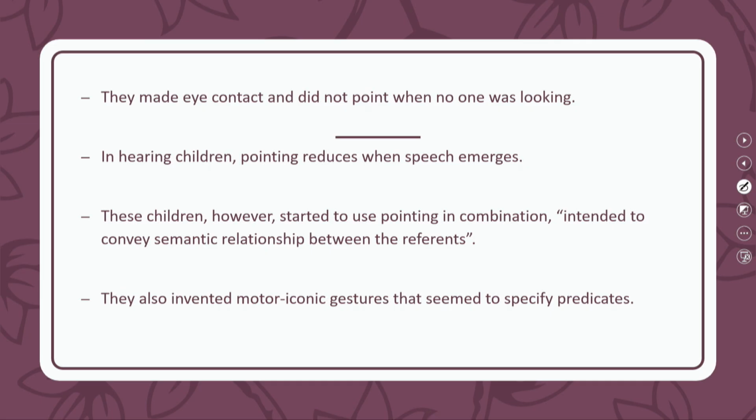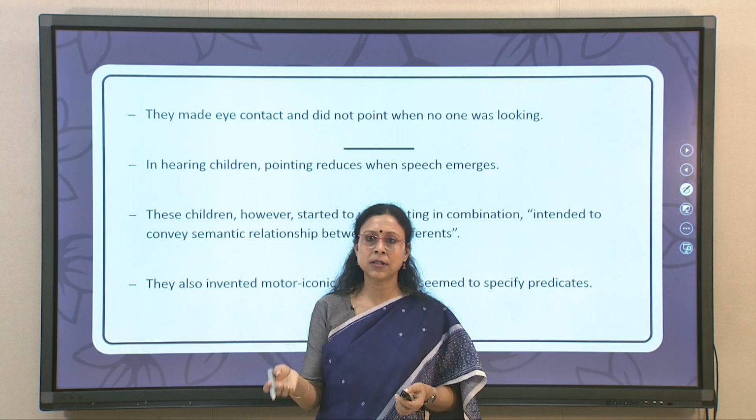But in this case, what they found was, these children during those very specific timelines started to use pointing in combination. It is not just one kind of pointing, but they used it in a very creative way, a combination of pointing, which was understood to be intended to convey semantic relationship between the references, something like, let us say, pointing to the toy and another ball. So, that they probably mean a doll and a ball.